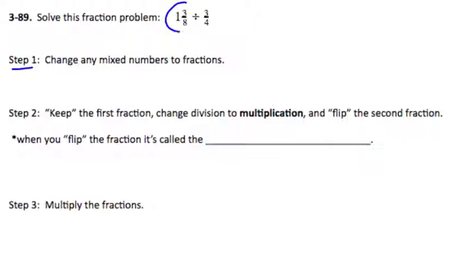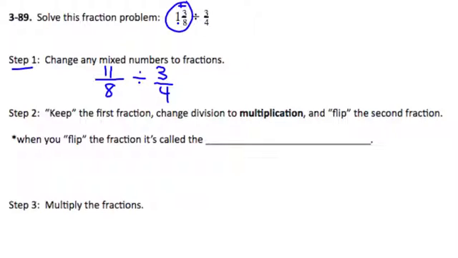So 1 3/8 is a mixed number. So remember, we're going to do 1 times 8 to get 8, add the 3, and that will be 11. And then we keep the denominator 8. So 11/8 divided by 3/4. That's the problem we're going to work on.